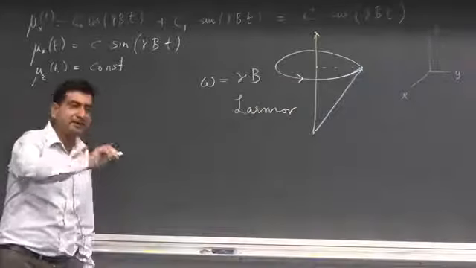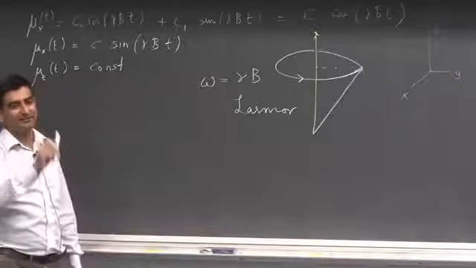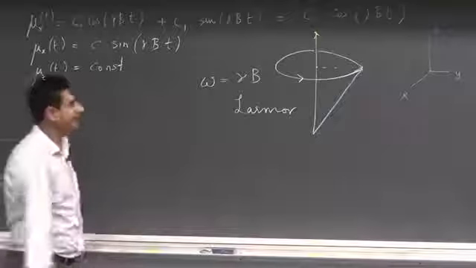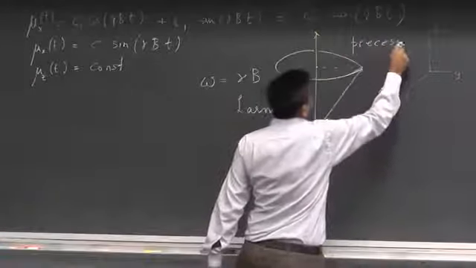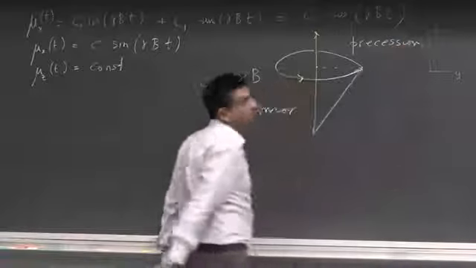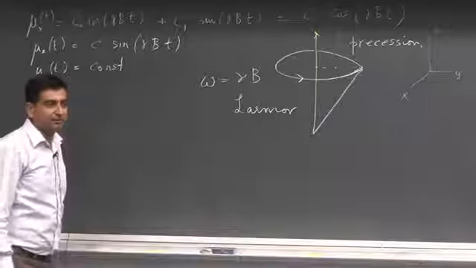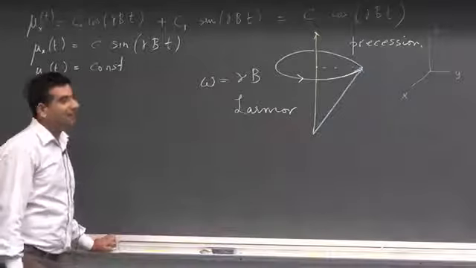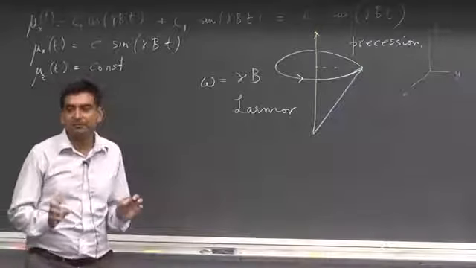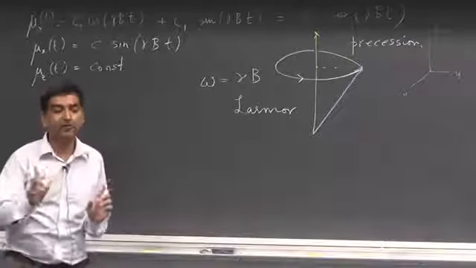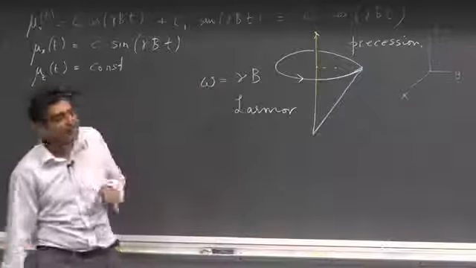So the magnetic moment is now precessing. This action is called precession about the z-axis, about the direction of the field. Okay? So this is a solution of the Bloch equation. Whenever you have a spin placed inside a uniform magnetic field, it is going to precess with a certain frequency that is characteristic of that spin species.